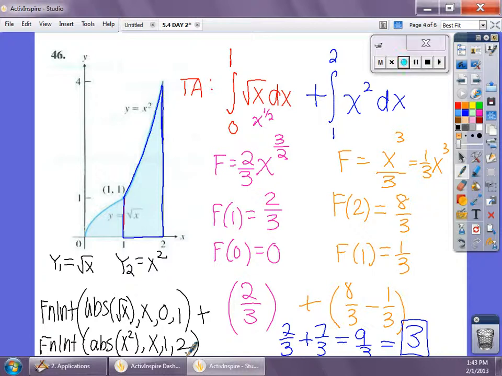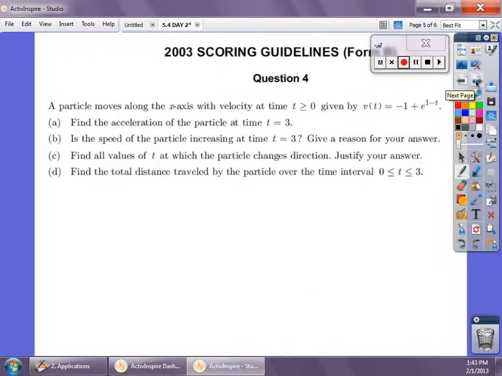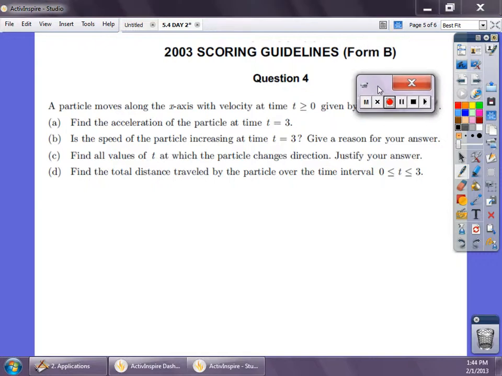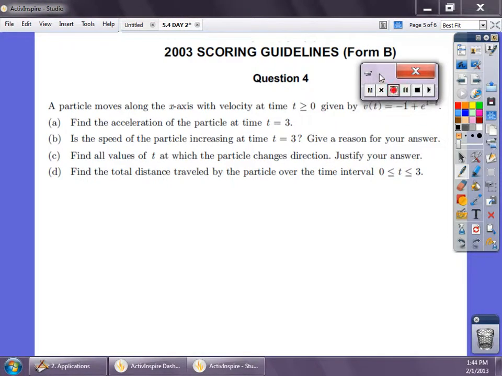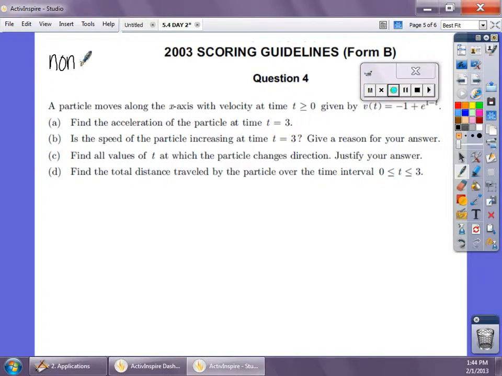All right, last thing for today is the free response problem that's underneath the notes that you were just taking. So if you go back into your packets, 2003, Form B. So this is a non-calculator problem, and the reason I know that is because it's after 2002, and it's question number 4. So questions 1, 2, and 3 are always calculator problems, and then 4, 5, and 6 are usually non-calculator problems. All right, so let's start off with find the acceleration of the particle.